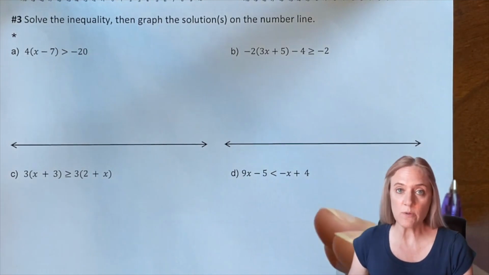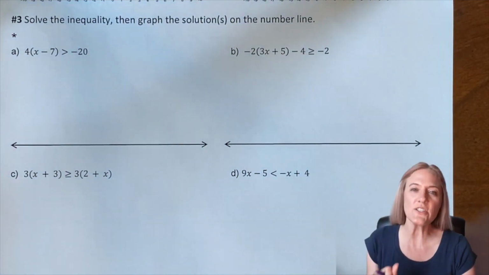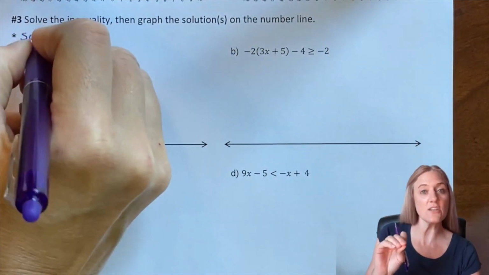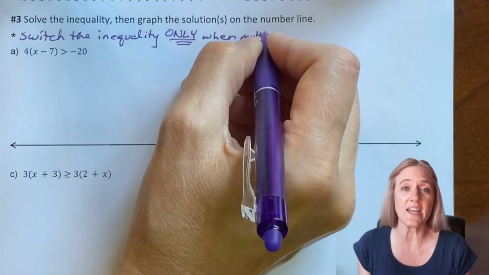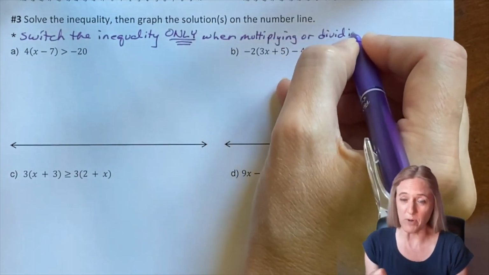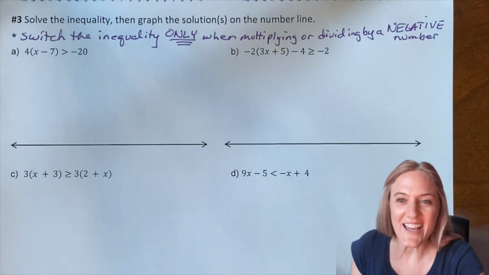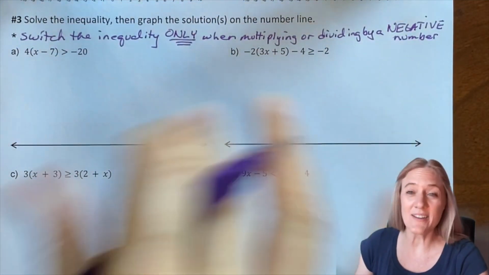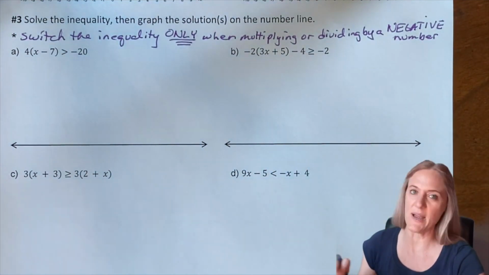One thing that we do need to remember, though, is when you multiply or divide by a negative number, you must switch that inequality. So if it was a less than, you're going to switch it to greater than, and vice versa. And let's take a moment to write this down, because when we write things down, we remember them. All right, did you get that down? Once again, super important, not when you're dividing by a positive, not when you're subtracting, only when you multiply or divide by a negative number.